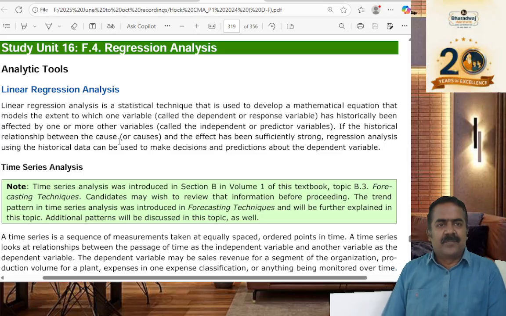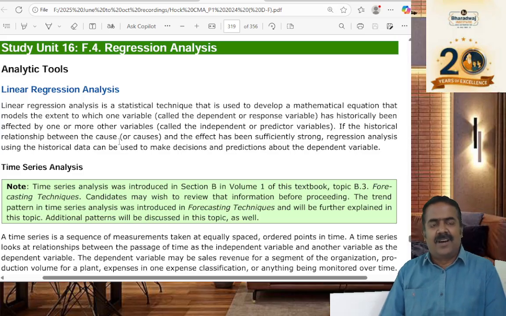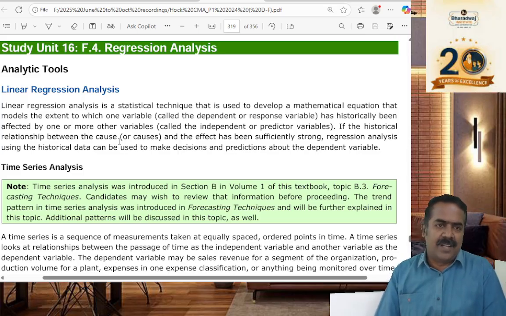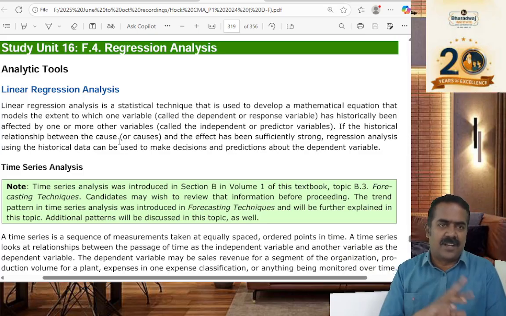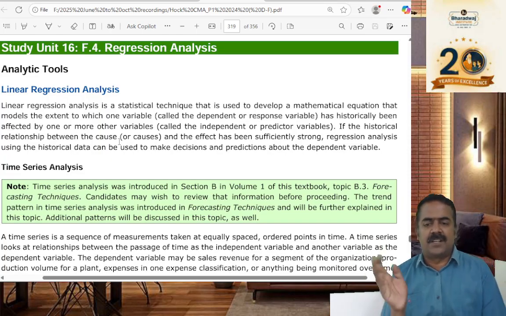What is regression? Correlation tests just the relationship between two variables, whether two variables are related or not, like price and sales volume, or raw material cost and production cost. Are they related to each other? Labor productivity and output. So like that, we just express relationships.